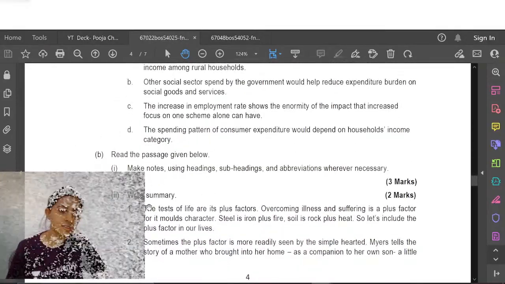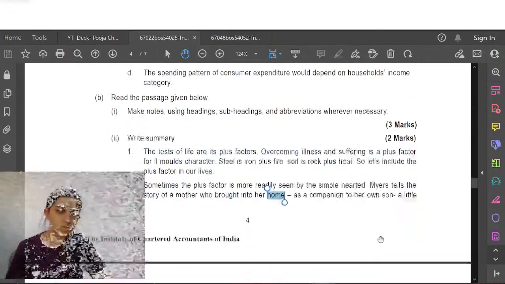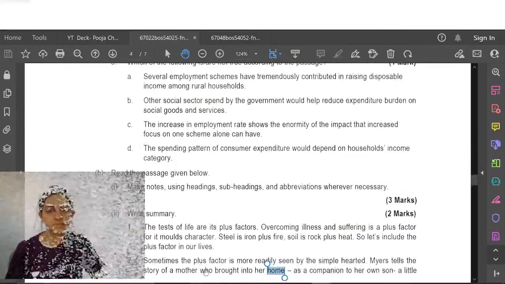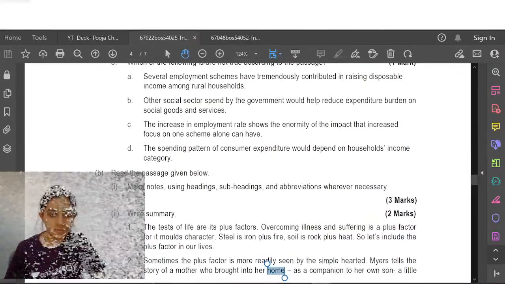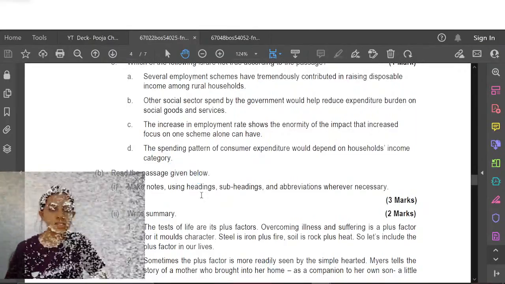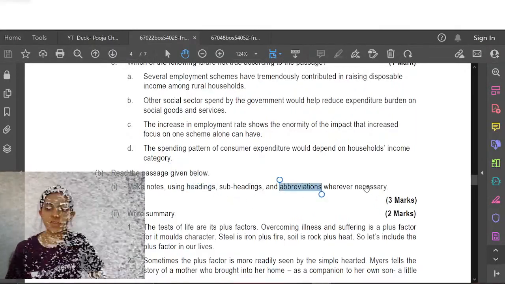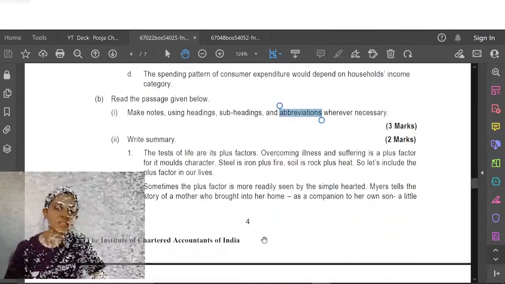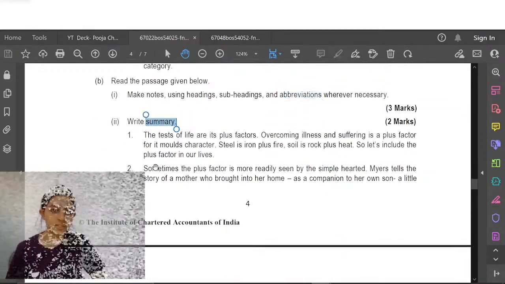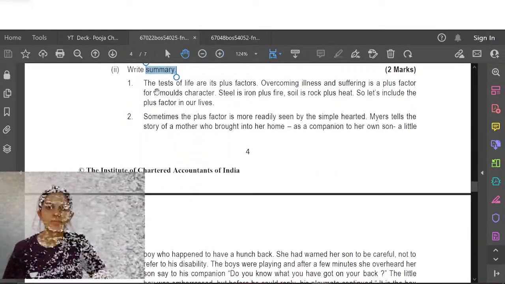Oh no, note making is for the below passage. This one, not for the above passage. Okay, it's been clearly written here. Read the passage given below and make notes using headings, subheadings, abbreviations wherever necessary. Now this passage you will have to read. You have to make notes also. You have to write summary also for the same. So let's start reading it.